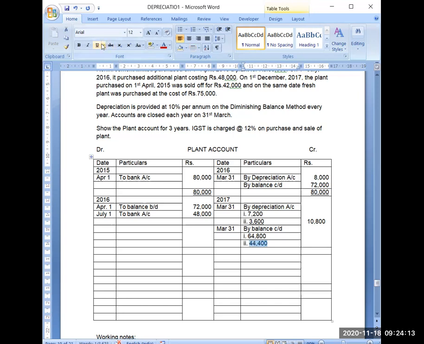Again, this will also be added, and the total will be 1,09,200. So we have calculated the closing balances.